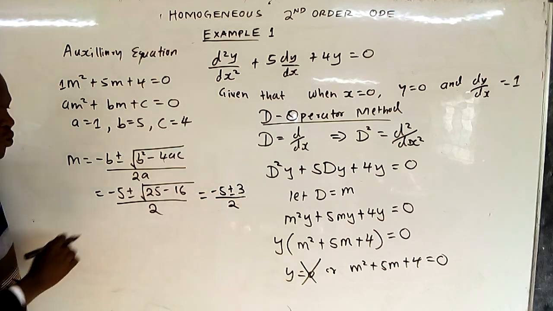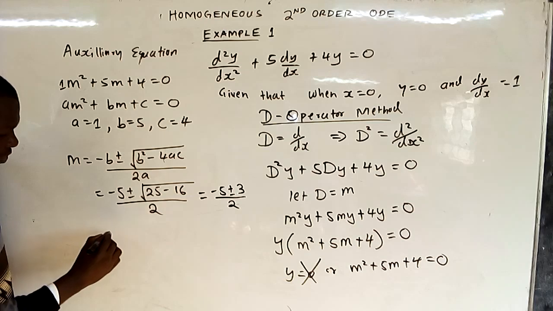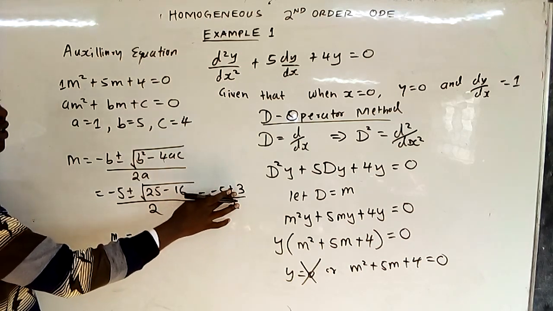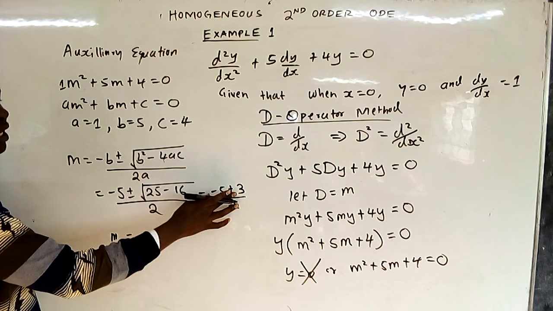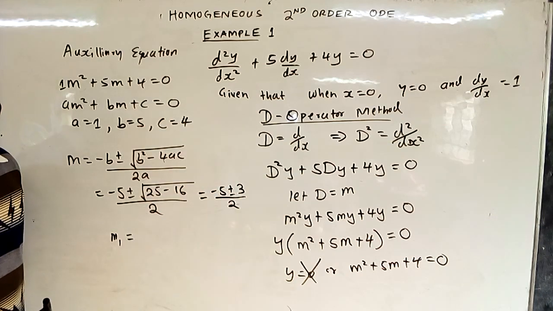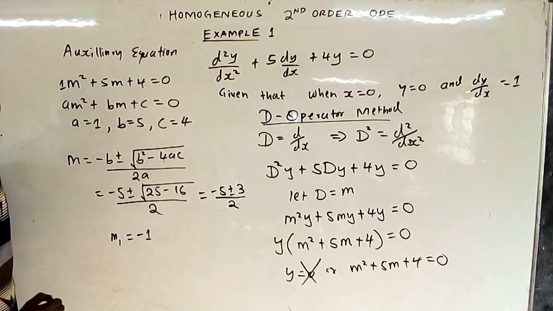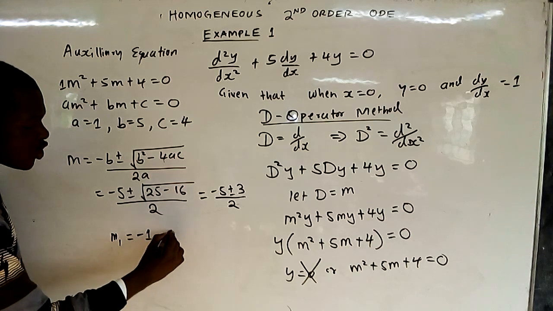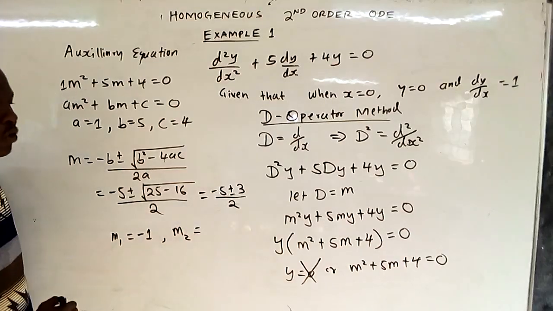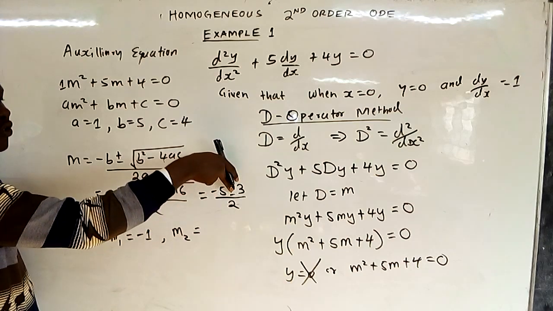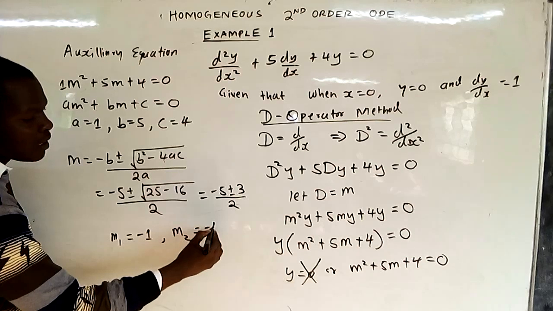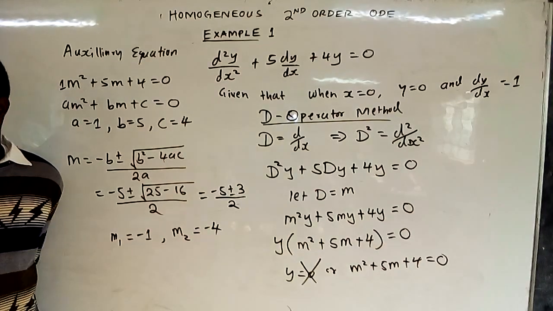So it means we have two solutions of m. The first solution, m1: when it is positive, you block the negative, so it is negative 5 plus 3 divided by 2. Negative 5 plus 3 is negative 2, divided by 2, you get the first solution m to be negative 1. Then the next solution, m2: you block the positive in the middle, so it is negative 5 minus 3, which is negative 8, divided by 2, you get negative 4.